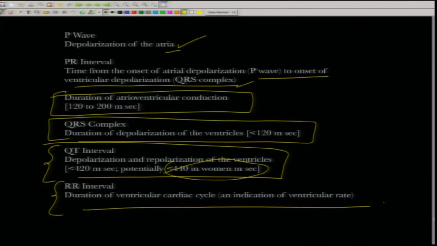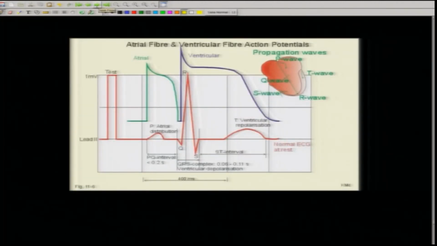the duration of the ventricular cardiac cycle and an indication of the ventricular rate. So this is how you can correlate the two different action potentials of ventricular and atrial cardiomyocytes with the ECG trace.